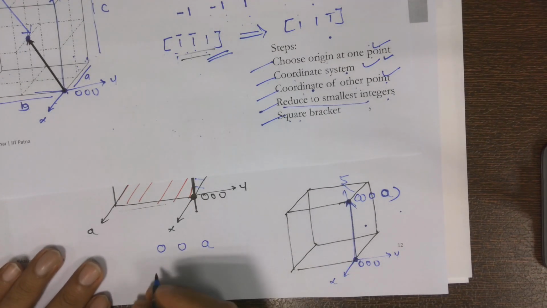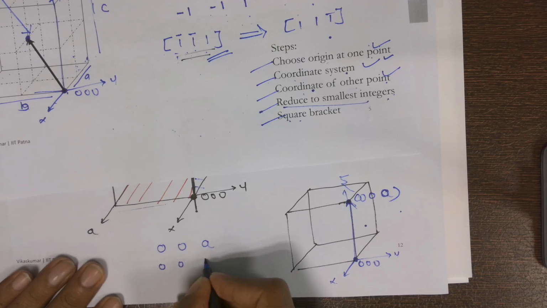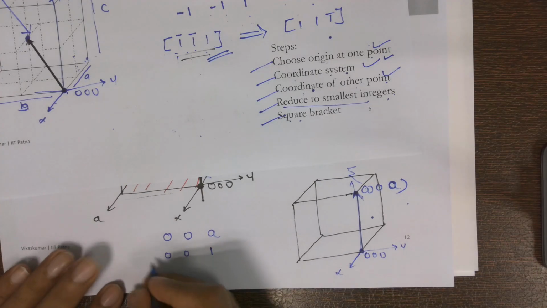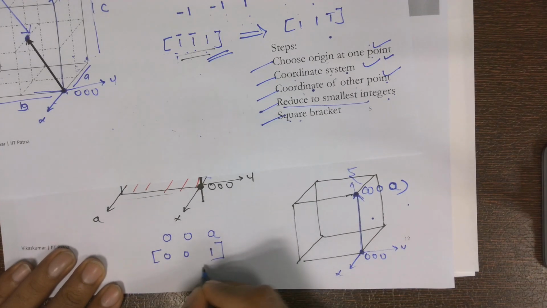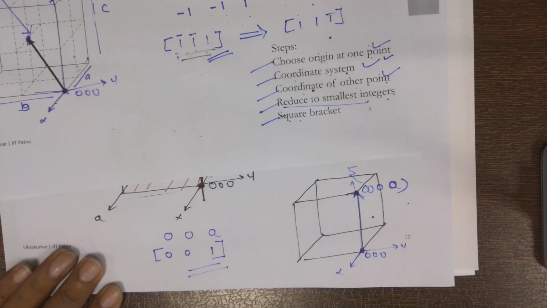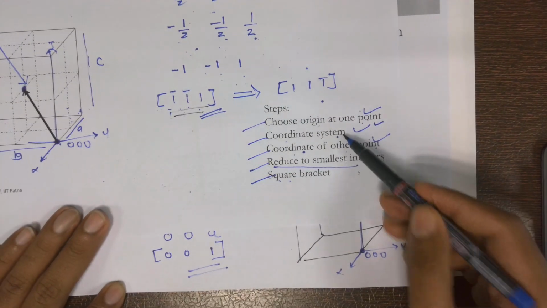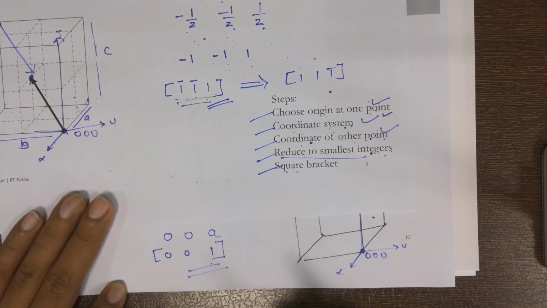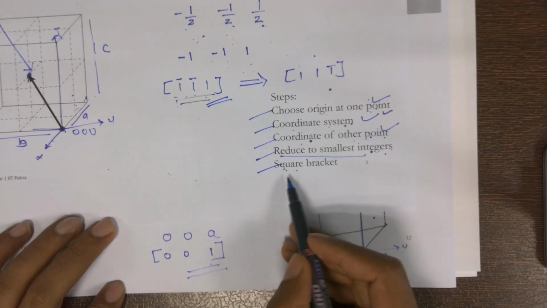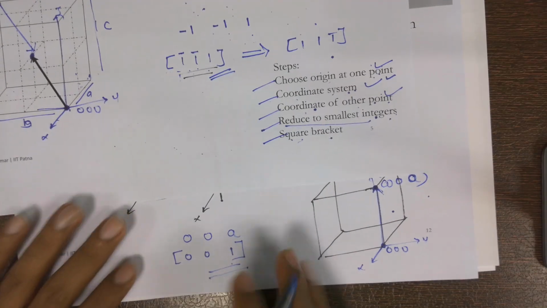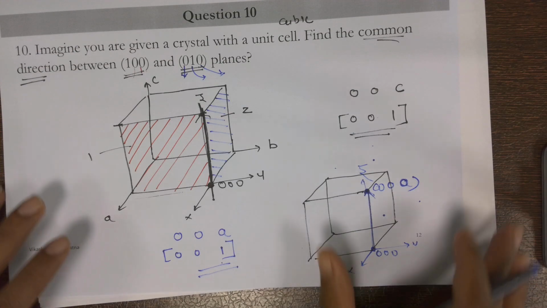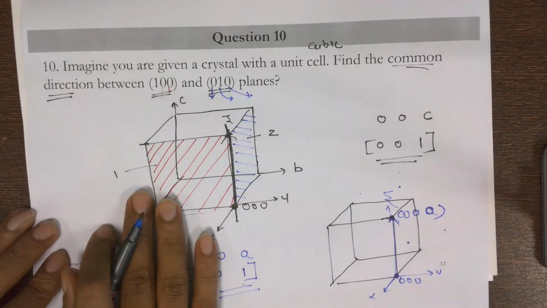So this is the coordinate of the point. We can remove this a, b and c part. What we will get? 0 0 1. Right. So at the end we can put it in the square bracket. So this is the direction which we have got. We follow the steps: origin, coordinate system, coordinate of the other point, then reduce it to the smallest integer. It was already smallest, so no need to do that. And then the square bracket. So these are the steps that we have followed. Clear? That's great. So question number 10 is clear. Now let's go to the next question, question number 11.